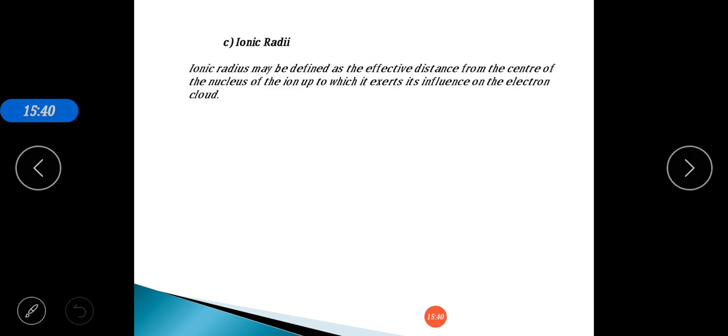Ionic radius may be defined as the effective distance from the center of the nucleus of the ion up to which it exerts its influence on the electron cloud.